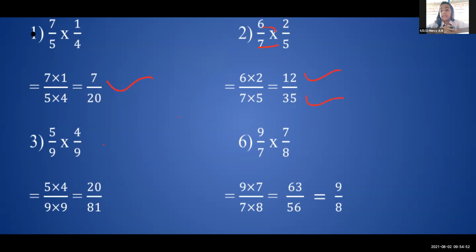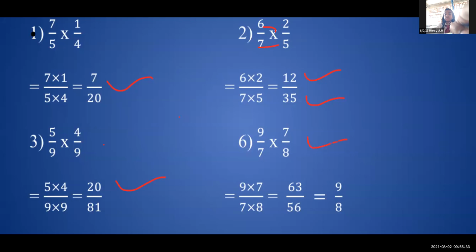Now same third also, 5 upon 9 should multiply by 4 upon 9. Now 5 multiplied by 4, and 9 multiplied by 9. 5 4s are 20 and 9 9s are 81. So the last one is the sixth one, that is 9 upon 7 multiplied by 7 upon 8.